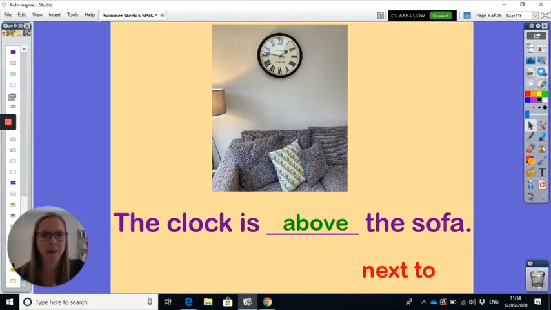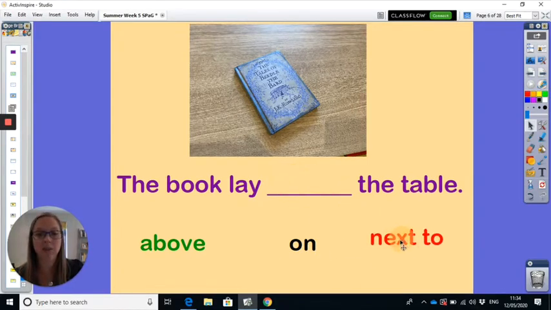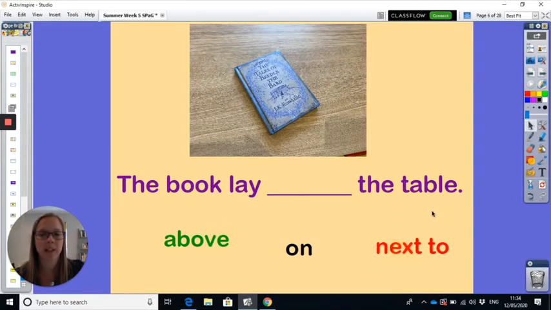Okay, next one. The book lay the table. Which preposition would make sense there? Above, on, or next to? So it could be next to the table. It could, does above make sense or on? If you look at the picture gives you an idea. Which preposition would make sense in that sentence? On would make sense. The book lay on the table. It's on top of the table. Okay.